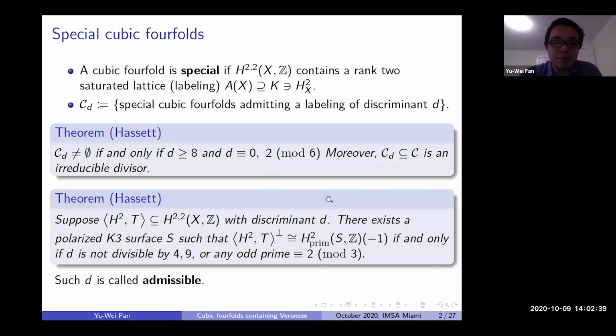In Professor Hassett's talk, it's also mentioned that there's an associated K3 surface when d satisfies this numerical condition: d is not divisible by 4 or 9 or any prime that is 2 modulo 3. Then there exists a K3 surface such that the primitive cohomology is isomorphic to the perp of the lattice K. Such d is called admissible.